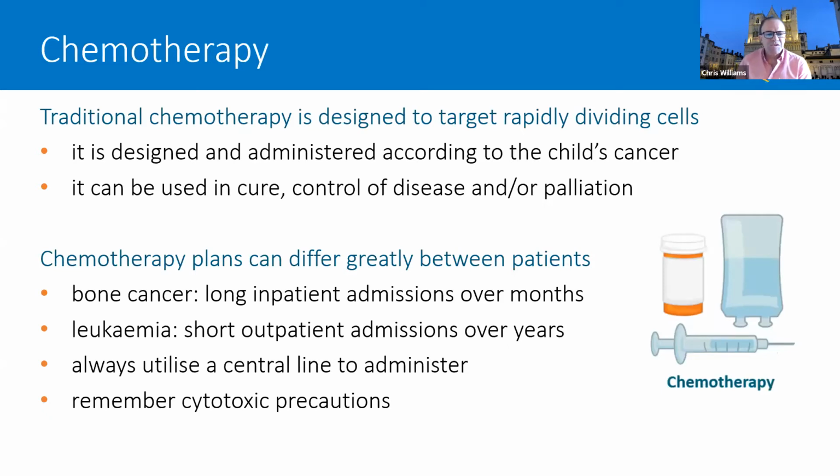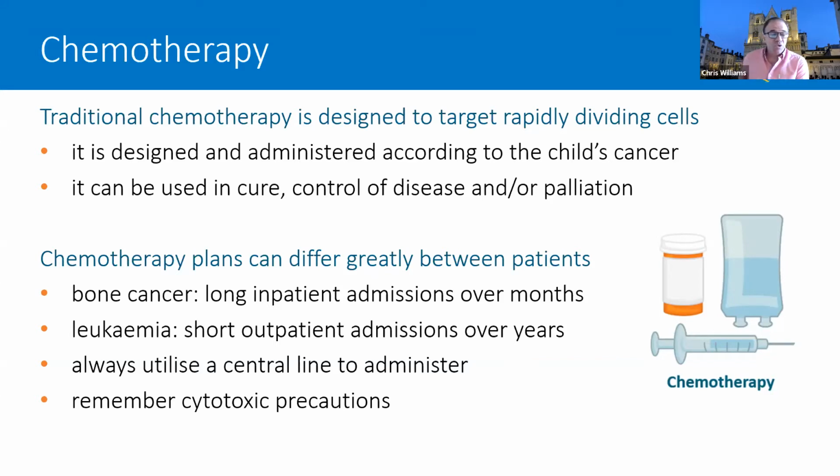The third one we're most obviously familiar with is chemotherapy. So traditional chemotherapy itself is designed to kill rapidly dividing cells. Cancer cells are generally very rapidly dividing, and it's why they're very sensitive to chemotherapy. All chemotherapy protocols are designed and administered according to that child's cancer, their staging, and any of those specific markers.